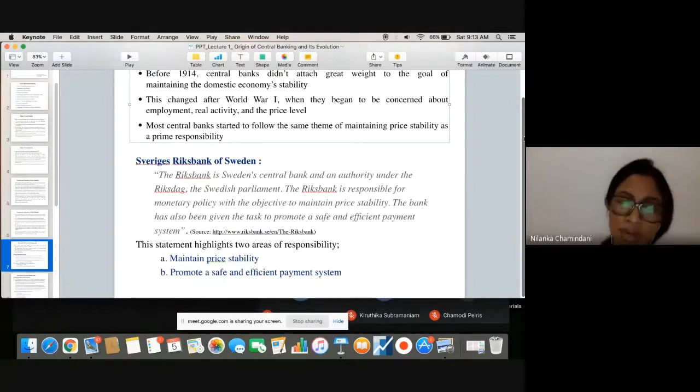Otherwise, when you have money, if there is no mechanism for you to do the payment in a very safe and efficient manner, people are not going to use it, right? And the financial system is also there, with so many institutions to channel funds, right? This is the overall picture. In that picture we can see the Sweden bank, that their objective is not limited to maintaining price stability, but also to promote a safe and efficient payment system. That's what we discussed in this slide.